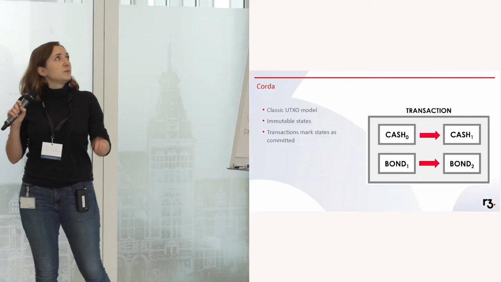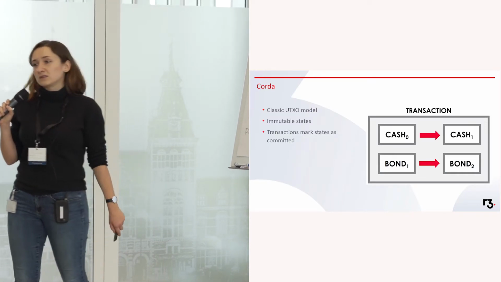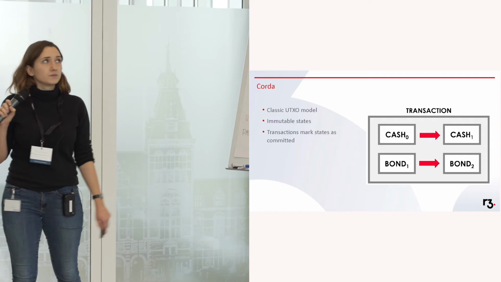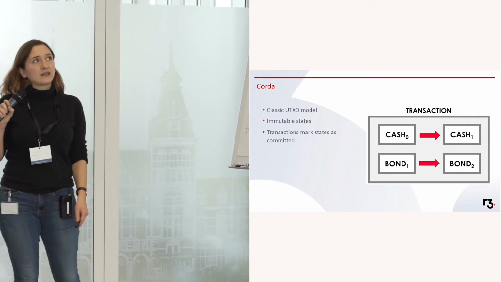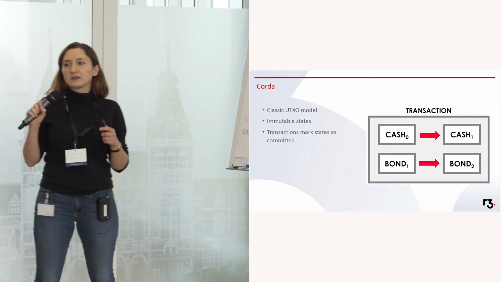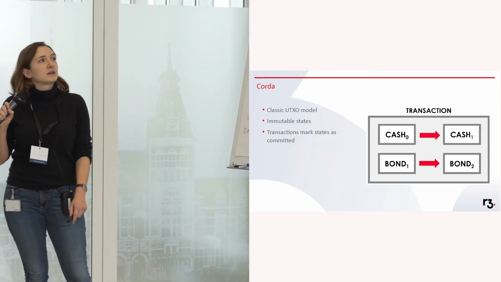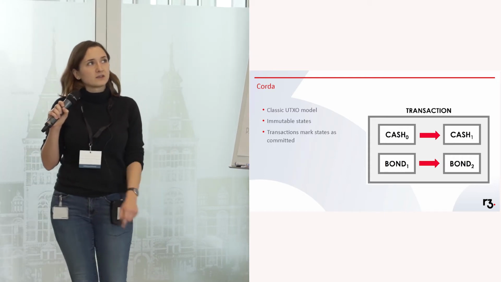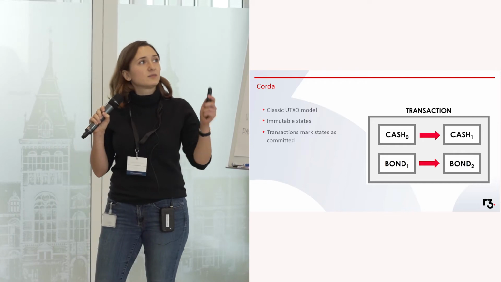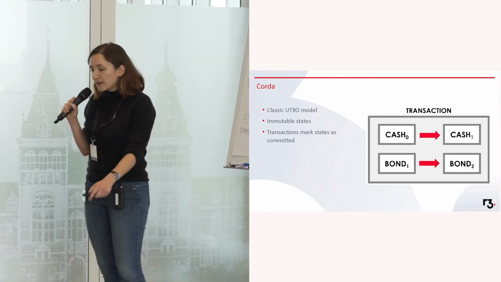Okay, so Corda uses classic unspent transaction outputs model. We have immutable states that can be of any type, so it's a very flexible programming model. And we consume them using the transactions. Like in this case, we have transaction that takes cash input, bond input, and outputs cash and bond as well.